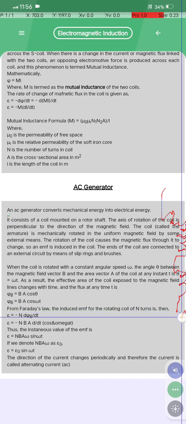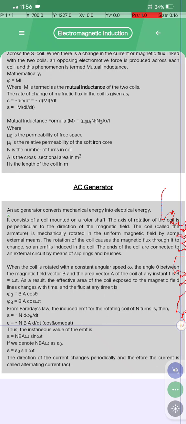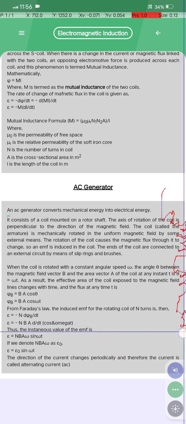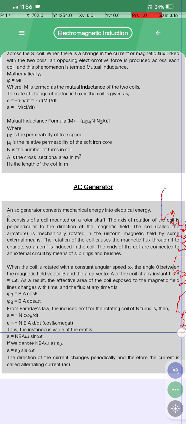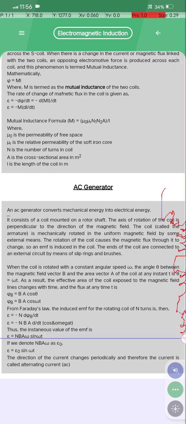From Faraday's law, the induced EMF in a coil of N turns is E is equal to minus N d psi by dt, which gives N BA omega sin omega t. Thus, the instantaneous value of EMF is E is equal to NBA omega sin omega t. We denote NBA omega as E naught. So E is equal to E naught sin omega t.